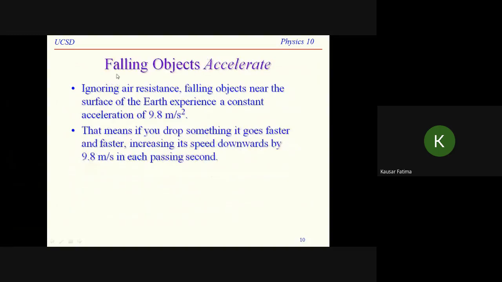Okay, falling objects accelerate. Ignoring air resistance, falling objects near the surface of the Earth experience a constant acceleration of 9.8 meter per second square or 10 meter per second square. That means if you drop something, it goes faster and faster, increasing its speed downward by 9.8 meter per second in each passing second. After every second, speed on the average will increase by 10 meter per second every second.